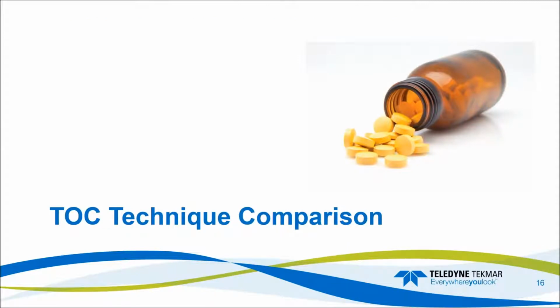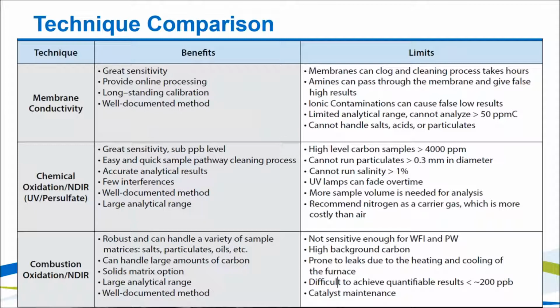All right, so now we'll talk about different TOC techniques comparison. We've talked a lot about UV persulfate, which is the Fusion, but there's also different techniques you can use for the pharmaceutical industry. So the 3 main techniques for TOC analysis are membrane conductivity, chemical oxidation, also called UV persulfate, followed by NDIR detection, like our Fusion, and combustion oxidation, followed by NDIR, like our Lotix and Torch. Of course, with each type of technique, there are pros and cons to each. So let's talk about that.